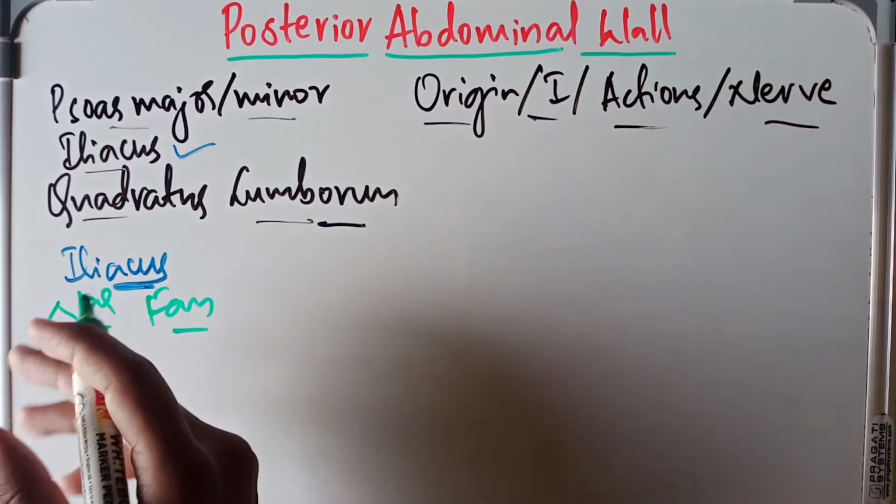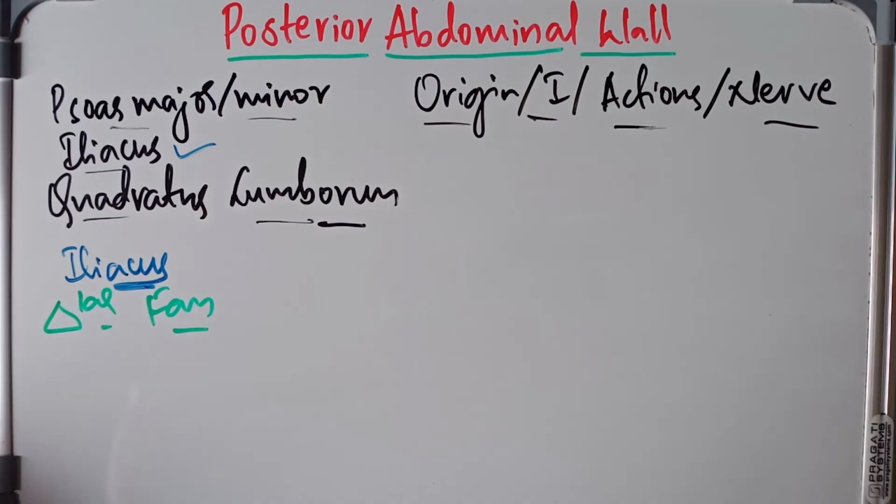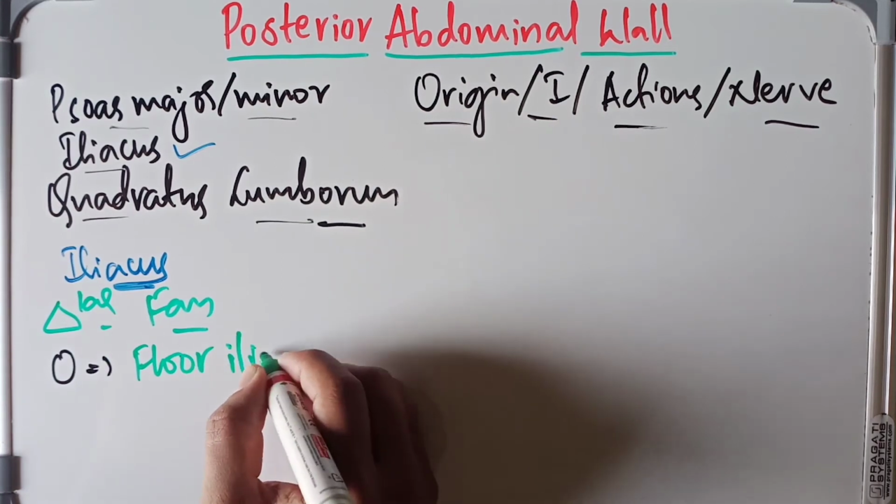And it lies along the lateral side of the psoas major muscle. So what about the origin of the iliacus? It arises from the upper two-thirds of the floor of the iliac fossa. What you need to remember is the floor of the iliac fossa.